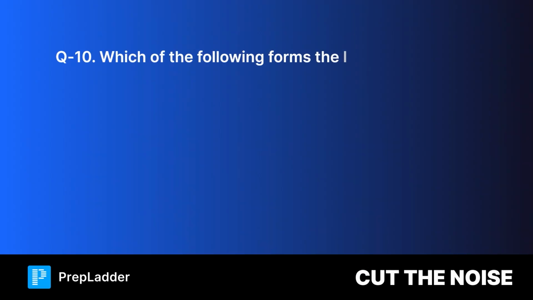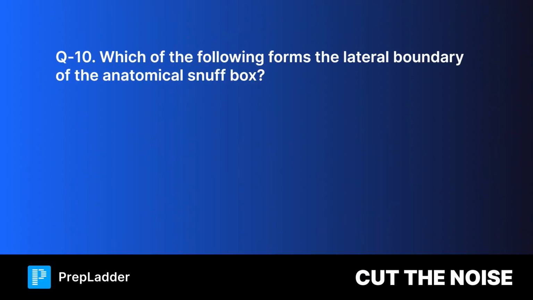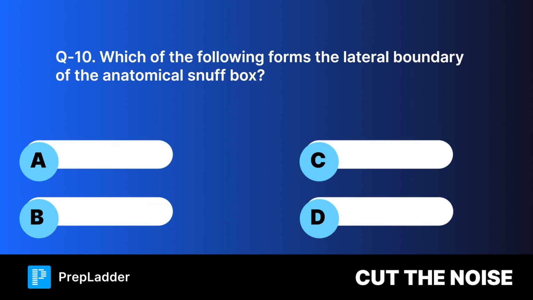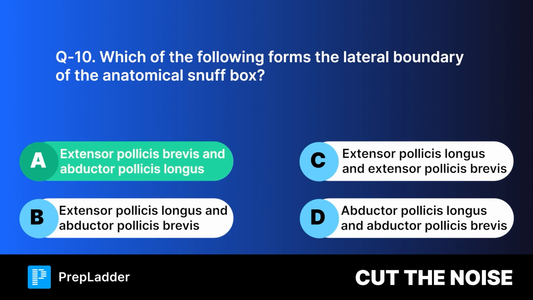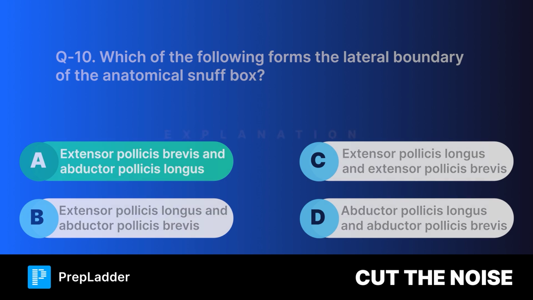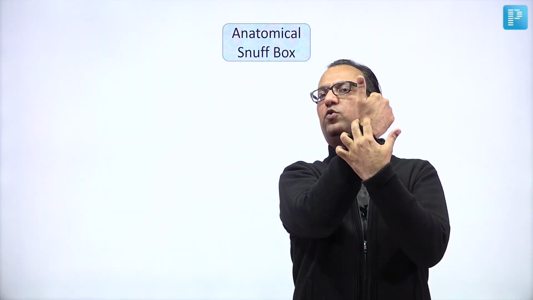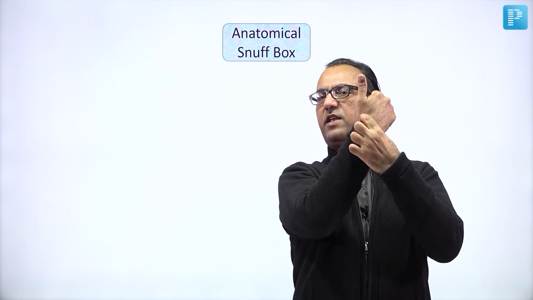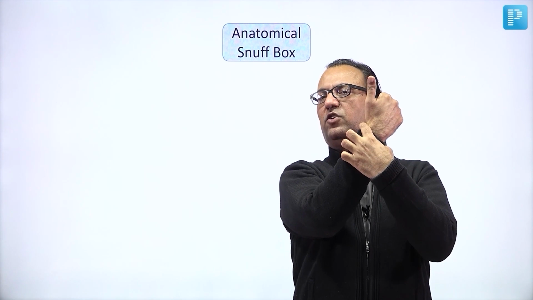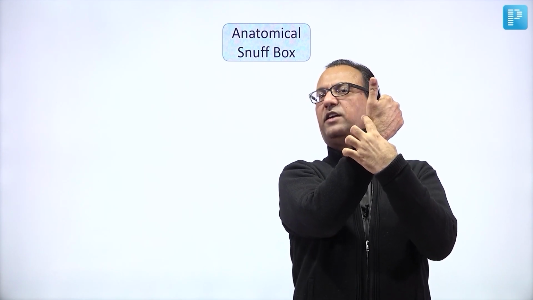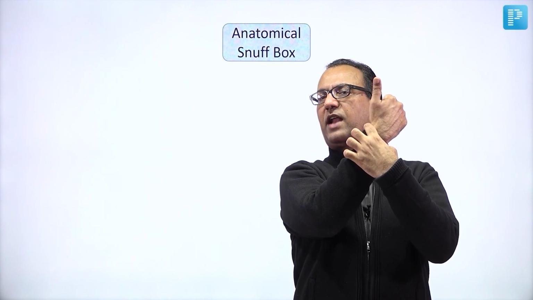Question 10. Which of the following forms the lateral boundary of the anatomical snuff box? Your options are. And the correct answer is extensor pollicis brevis and abductor pollicis longus. Here's the explanation. The anatomical snuff box is bounded by the 2 extensor tendons. But then anteriorly you'll have one additional tendon. You can remember a mnemonic, AAA, triple A. Anteriorly, you have an additional boundary, and that is abductor pollicis longus.